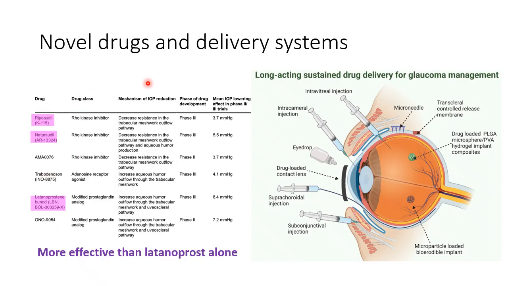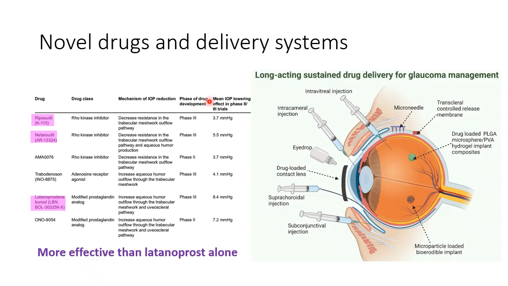Now, why are they novel? In the beginning, when I showed you that slide on the mechanism of action, we saw that there were not many drugs acting on the conventional outflow, the trabecular meshwork. So this is where the novelty comes. These agents, known as Rho kinase inhibitors, decrease resistance in the trabecular meshwork outflow pathway. They have something to do with the extracellular matrix in the trabecular meshwork. So that is why they are novel, okay?